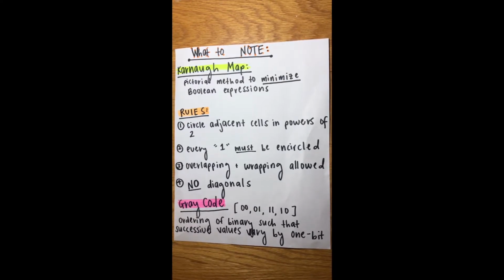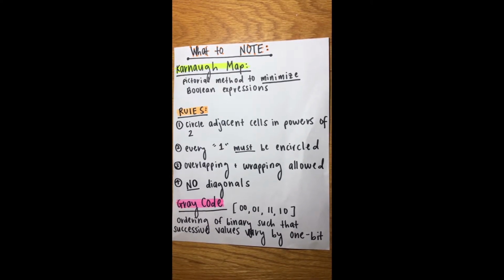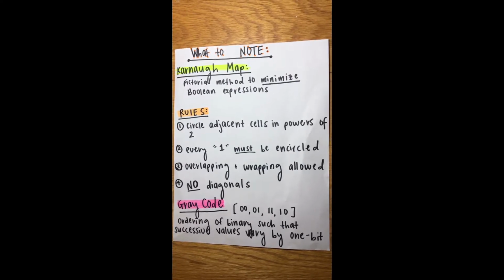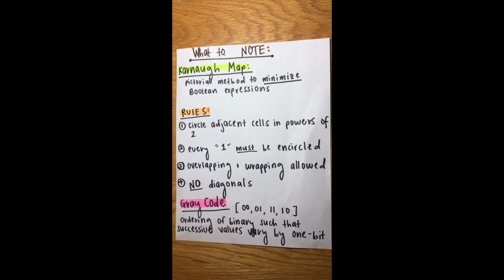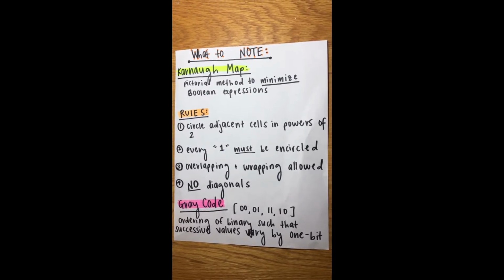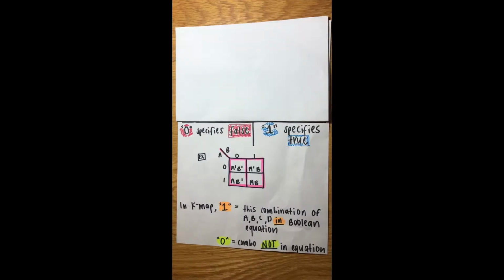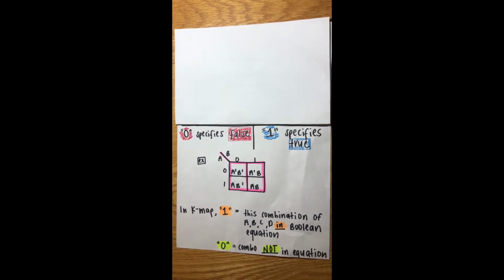Another thing to note is the Gray code, which must be used when creating your diagrams. It must be in the order 00, 01, 11, and 10. This is another way of ordering a binary such that the successive values vary by 1 bit, and it's convention in order to get the same answer every time. It's also important to note that 0 specifies false while 1 specifies true.